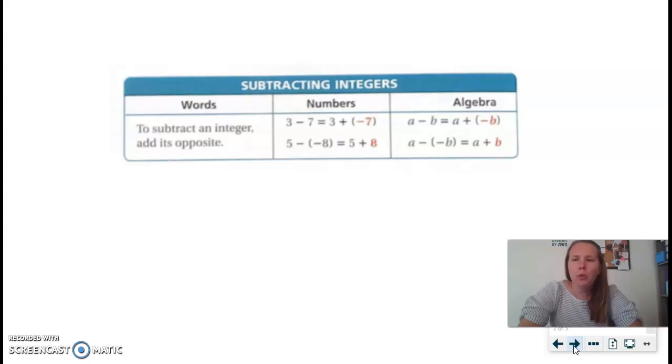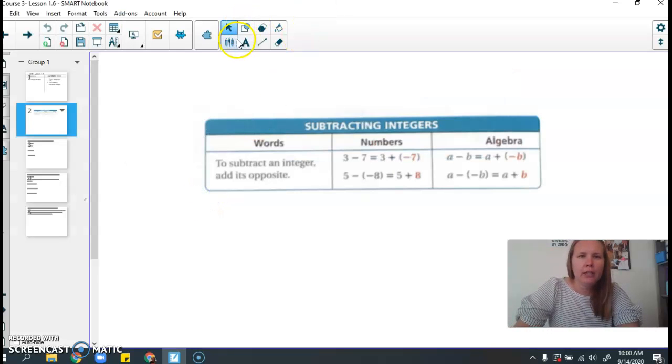So within this one, we want to review our subtraction rules. And the biggest thing that I want you to understand when we do subtraction of integers is that we actually change them to addition. So if you got your notes out right now, I would write this out. You change it to addition. And so it says to subtract an integer, add its opposite. So you are going to change it to an addition by adding the opposite of that.